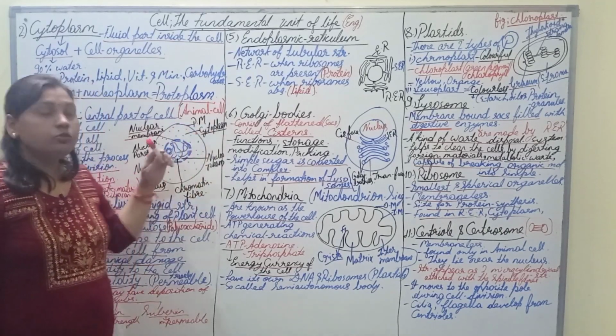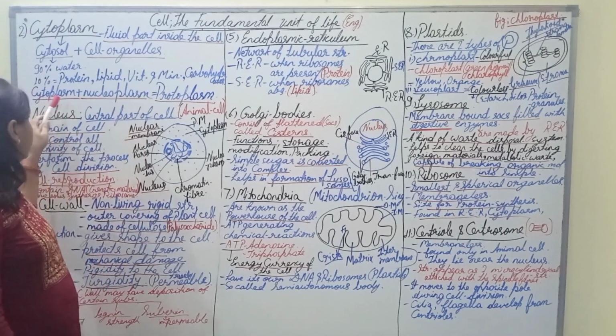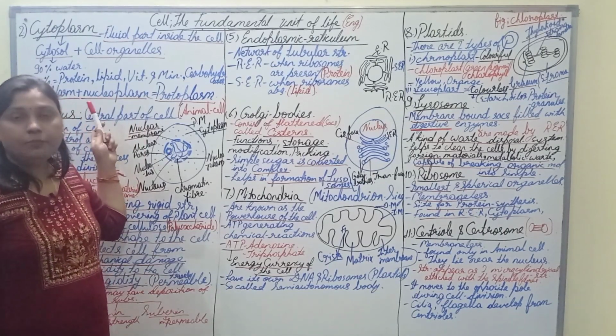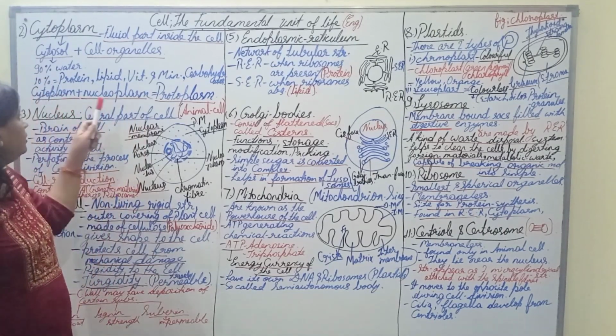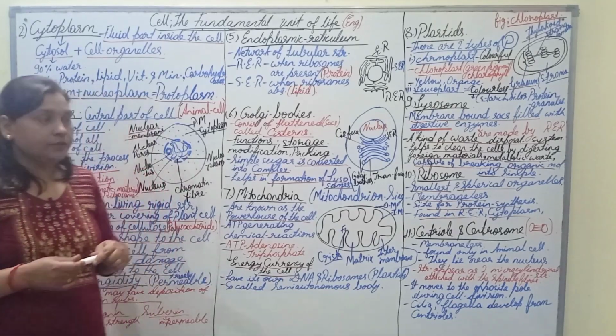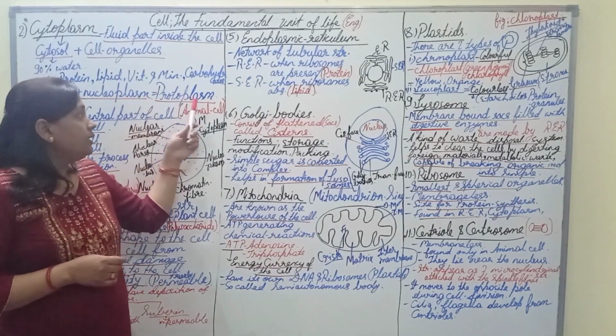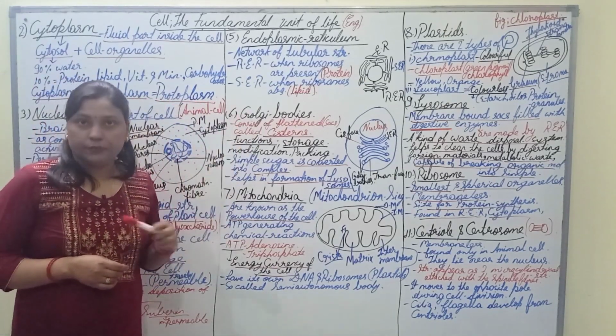It is the combination of cytoplasm plus nucleoplasm. Cytoplasm is the fluid part present inside the cell, while the nucleoplasm is the fluid part present inside the nucleus. So protoplasm is formed by the combination of these two, and it was discovered by Purkinje.